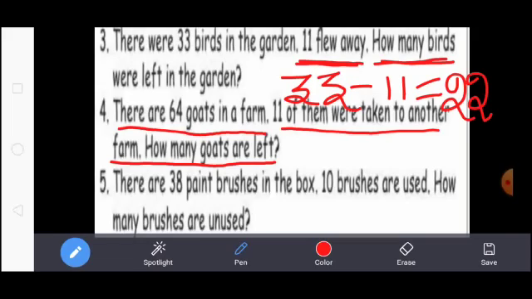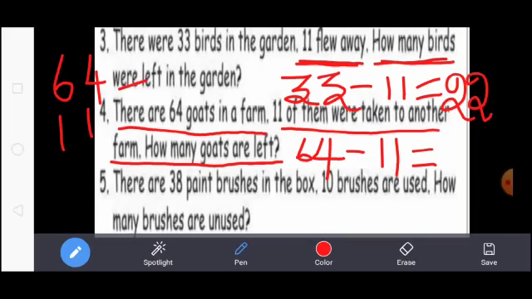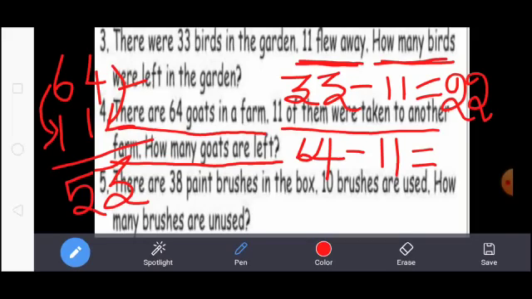How many goats in a farm? 64 goats. How many goats were taken to another farm? 11 goats. Here keyword given. Left means what you do? You do subtraction. 64 minus 11. First you do subtraction in ones place. 4 minus 1, 3. Next you do subtraction in tens place. 6 minus 1, 5. So answer 53. How many goats are left? 53 goats.